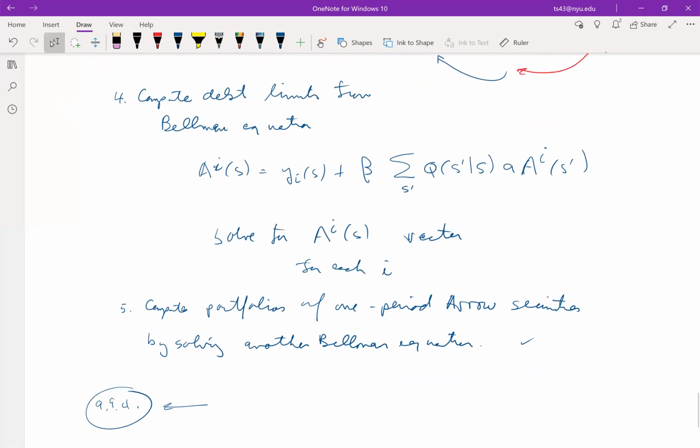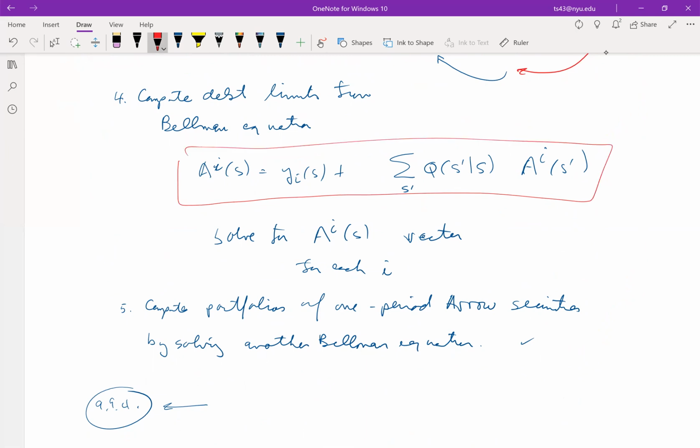Okay, then we did that. We got some formulas. And there's actually a typo, a huge typo. I'm glad I stopped here. We computed debt limits. There's no beta here. We computed debt limits by solving this Bellman equation. There's our Bellman equation. So now we got the debt limits, and now we want to compute portfolios. So we want to solve another Bellman equation.